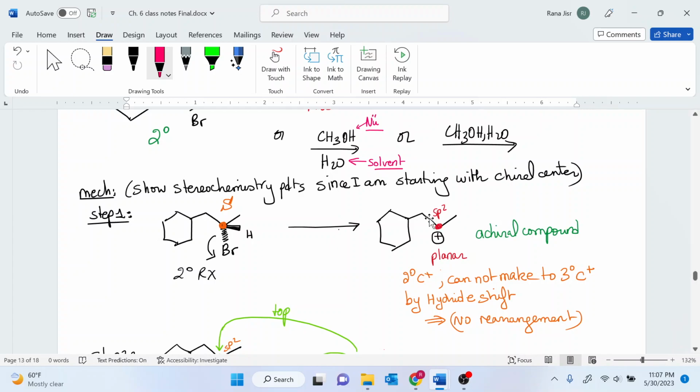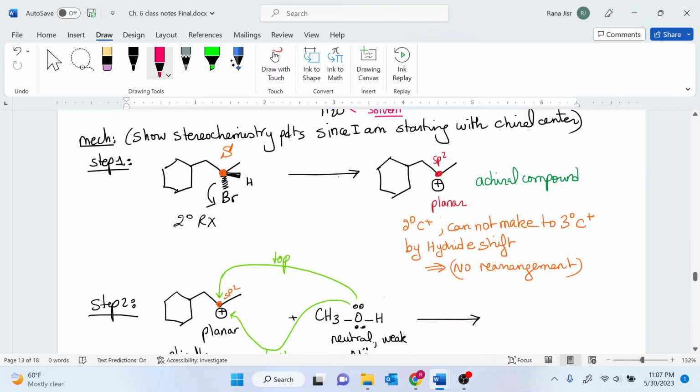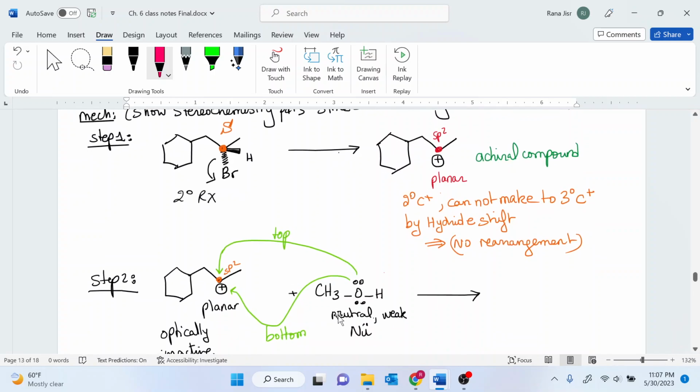And if you move that positive charge here, you're going to end up getting still a secondary carbocation. So what's the point? You leave it as is in this case. So there will be no hydride shift. There will be nothing in there. Now, once you have your carbocation, then you take that carbocation in the second step and you allow the nucleophile to attack from both sides in there.